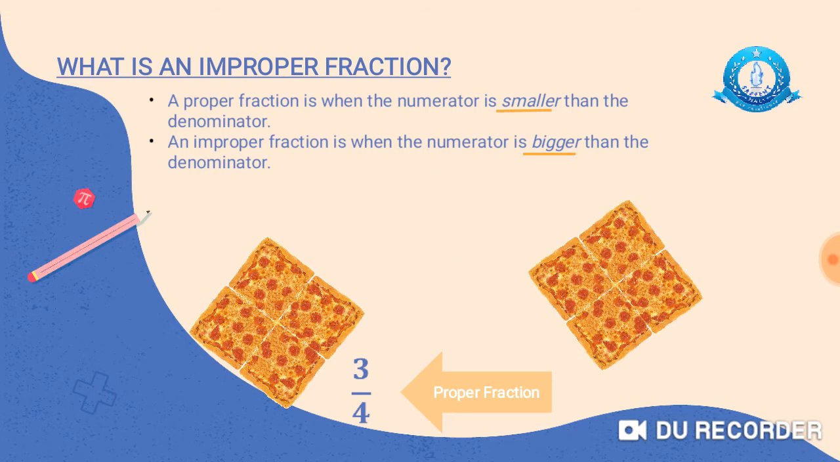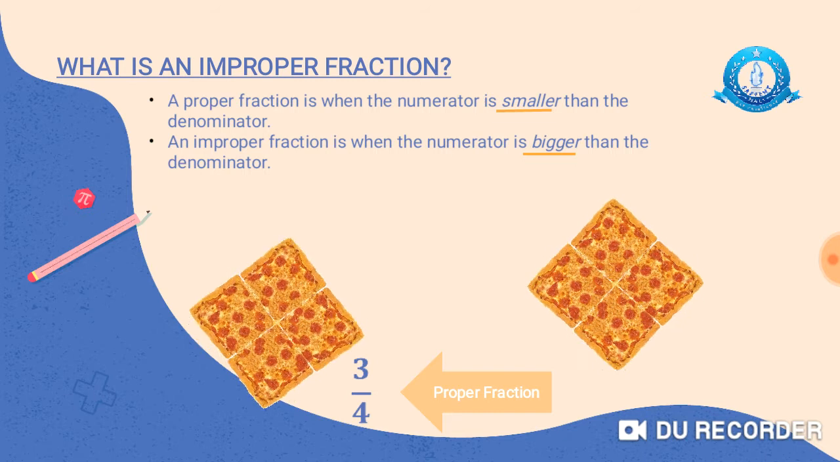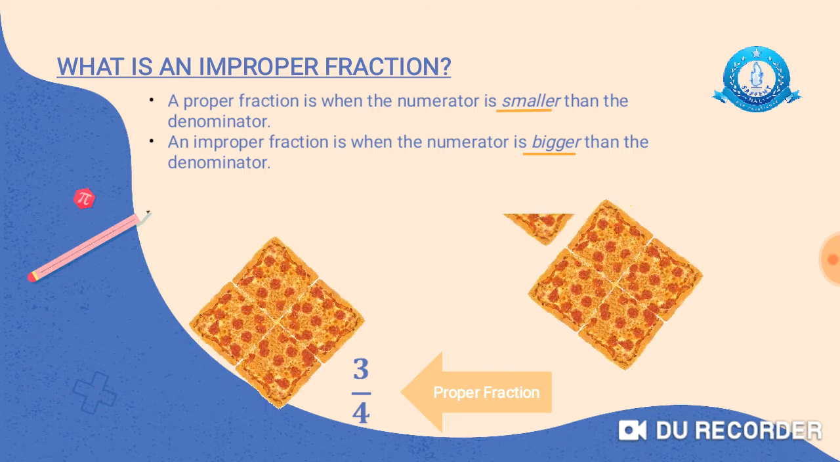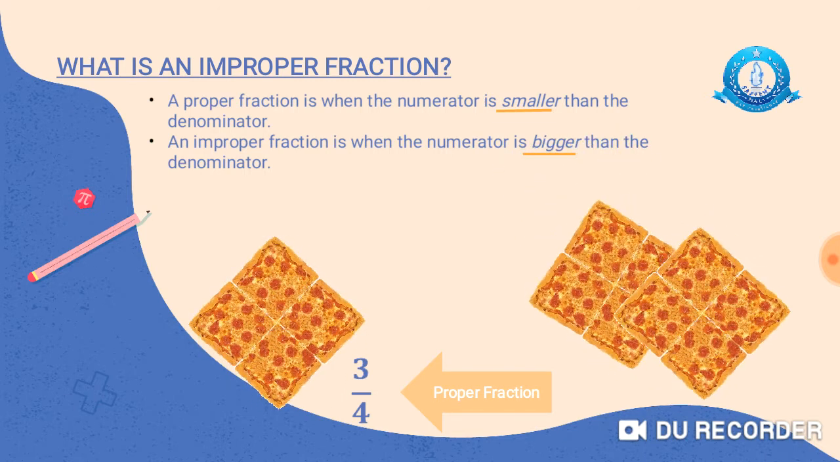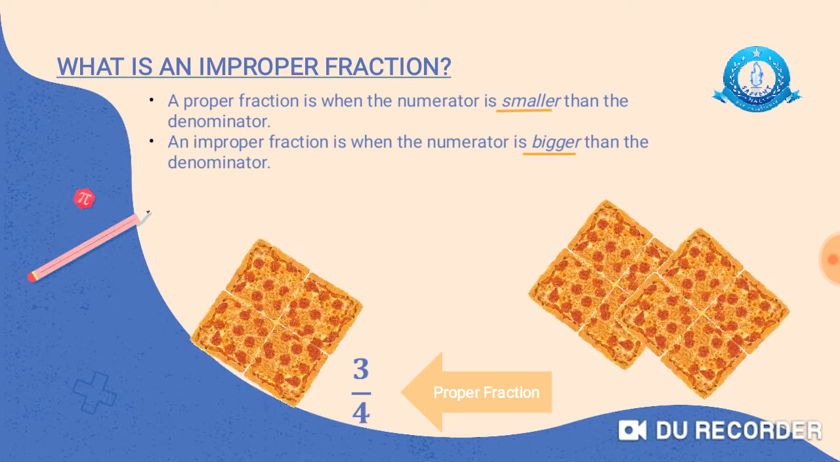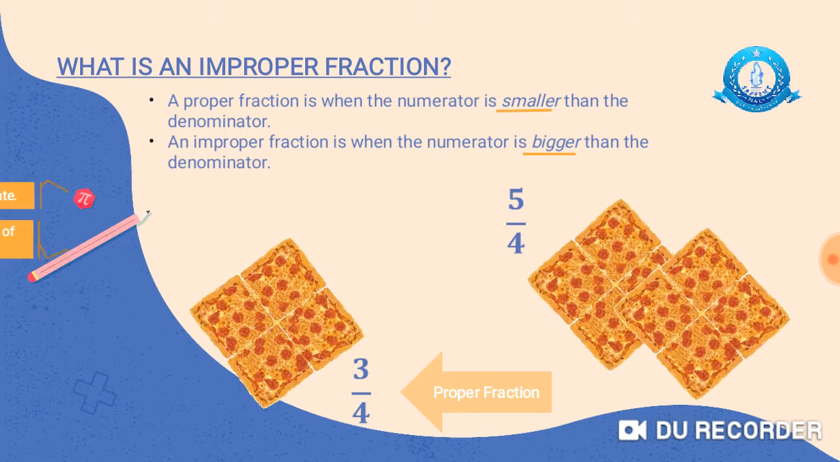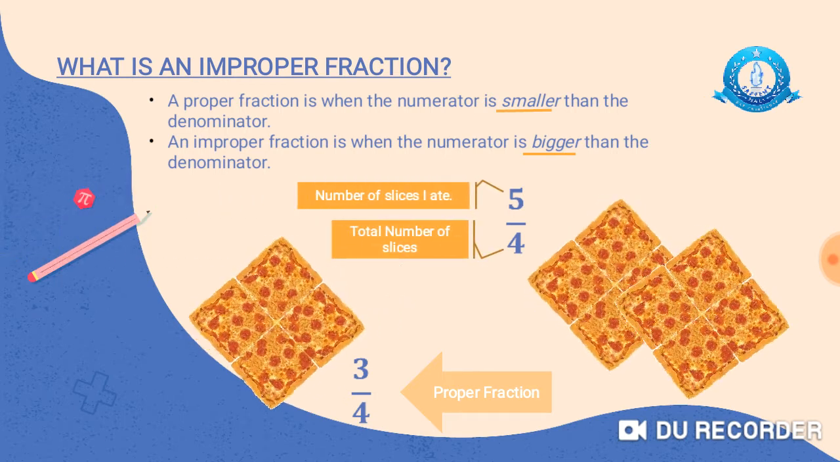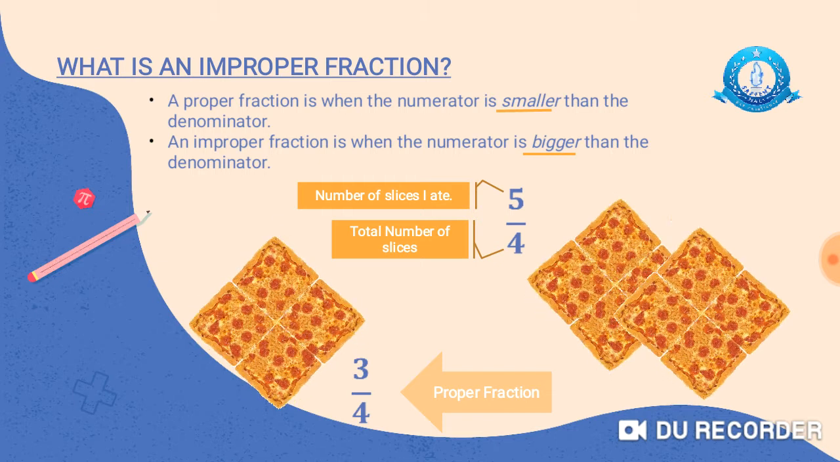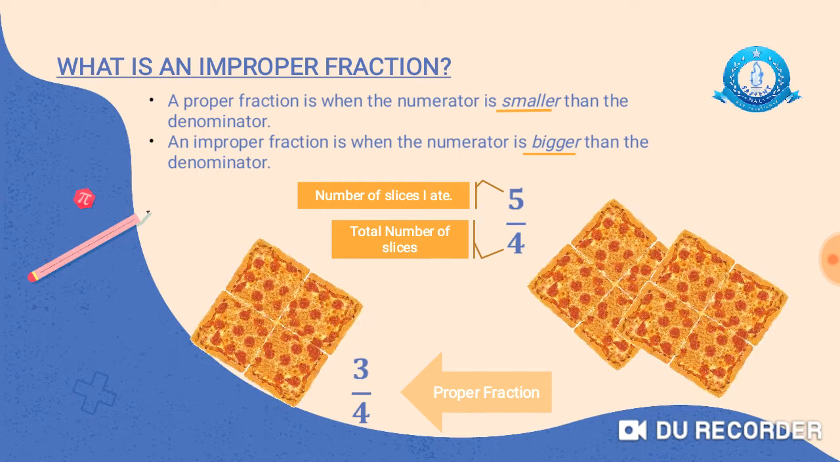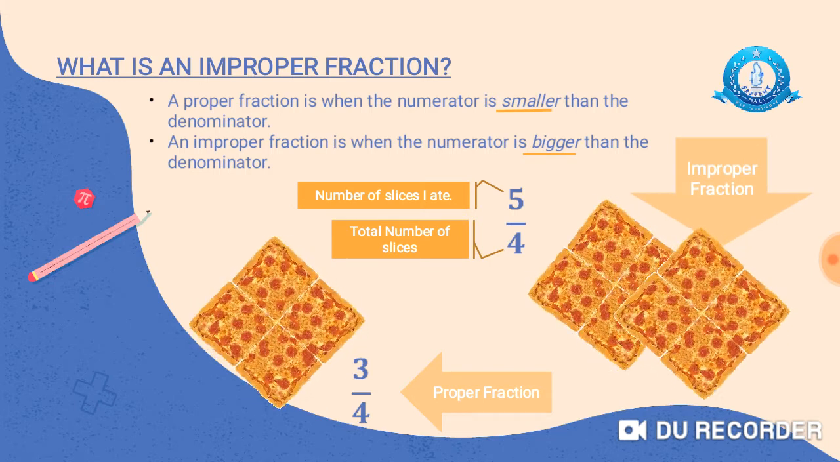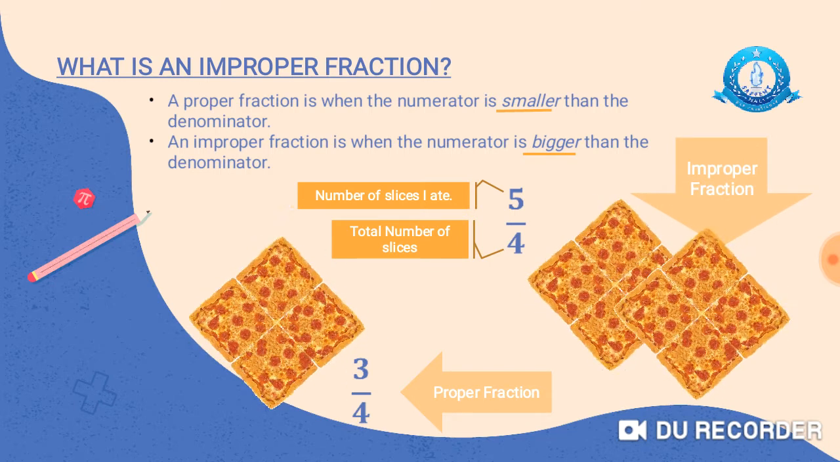Now if I decide to eat 5 parts of the pizza, yes, that means I eat one whole pizza and I eat one more part from the other pizza. Now this fraction of the pizza slices which I have eaten is 5 upon 4. See how the numerator has now become bigger than the denominator. This is now an improper fraction.